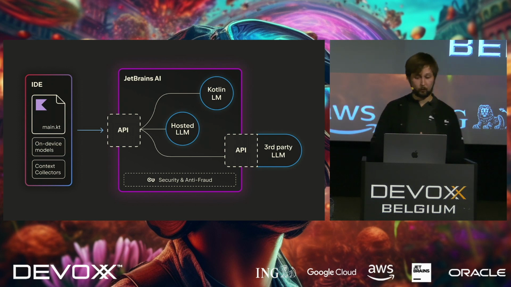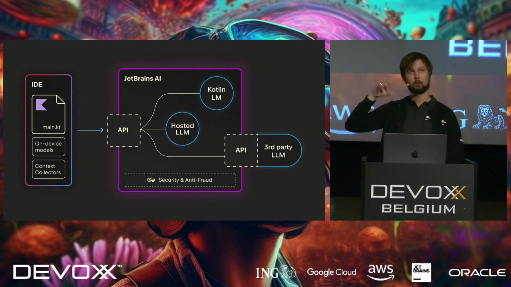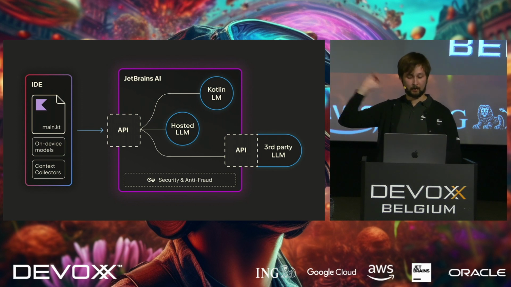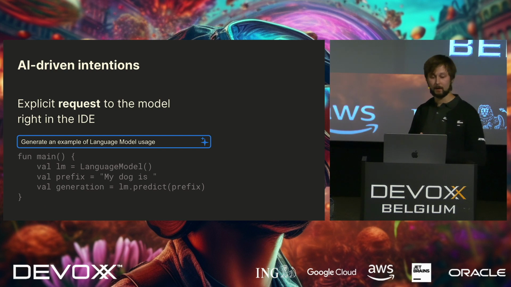Yeah, so we have a pretty simple implementation: IDE, on-device models, context collectors, API, and inside some language models that are running for one-line code completions, models that are running for multi-line code completions, and some third-party LLMs. What can we do with it? We can obviously make completion. We can provide an explicit request to the model. That is the way it's looking.